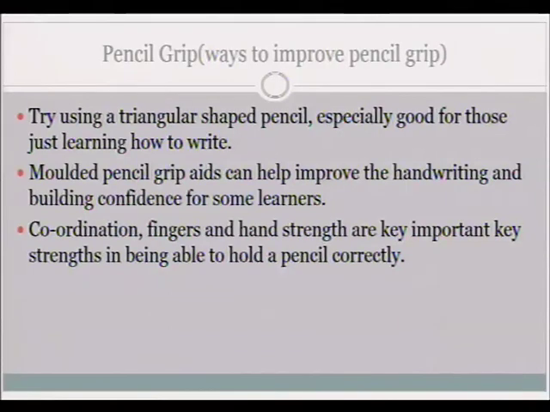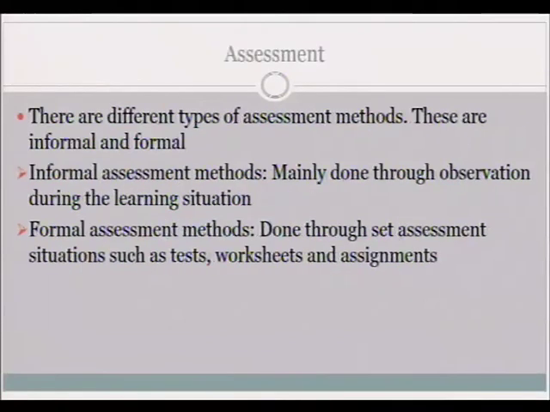And also coordination, fingers and hand strength are key important strength in being able to hold a pencil correctly. So the strength of the hand and the fingers should also be emphasized. Then we are going to look at assessment. Mainly the assessment methods.